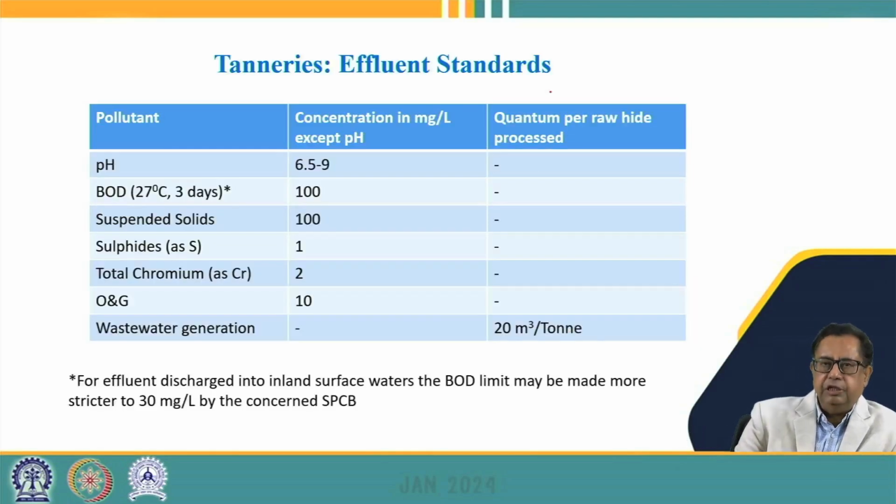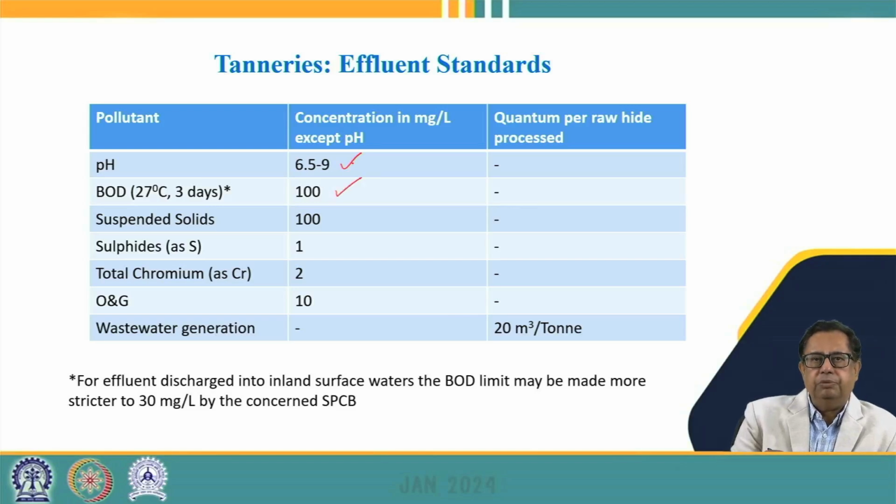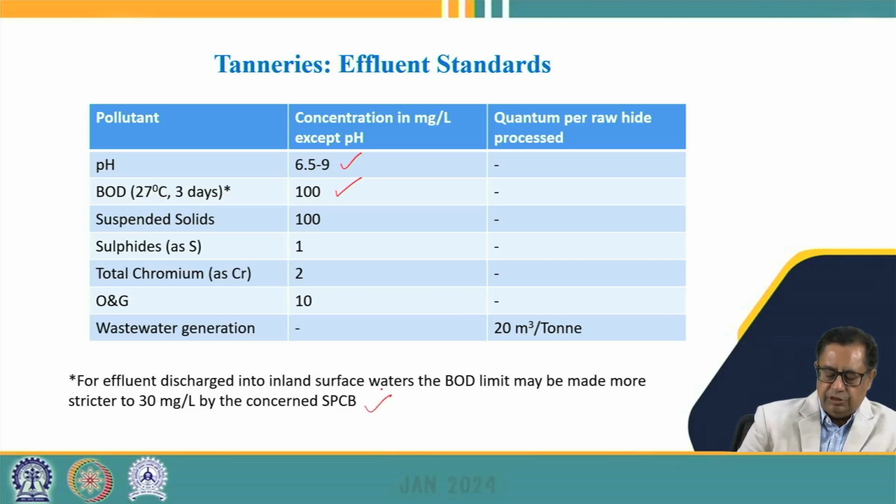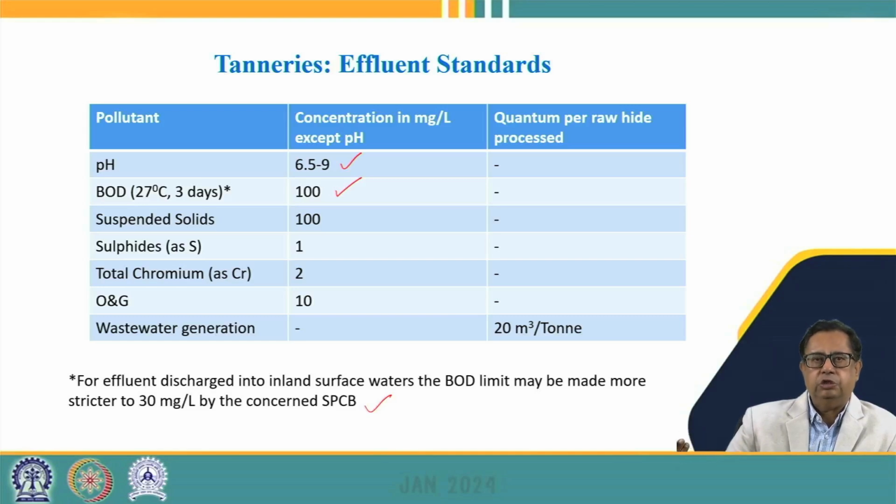Similarly, if we are treating the tannery wastewater and discharging it into an inland surface water, in that case these standards need to be followed. Here the pH should be between 6.5 to 9, and the BOD at 27 degrees centigrade in 3 days should not exceed 100 milligrams per liter. However, because of stringent rules and regulations, the State Pollution Control Board may also enforce around 30 milligrams per liter BOD in the effluents.